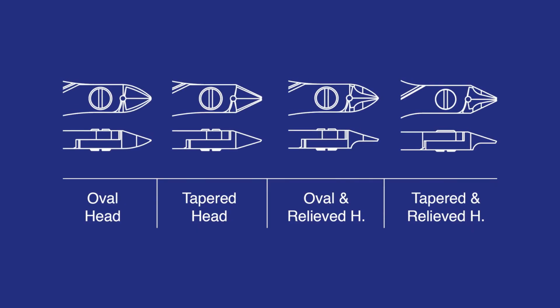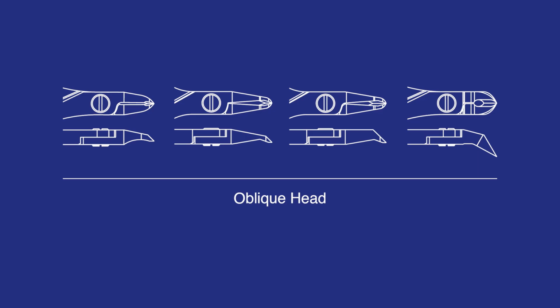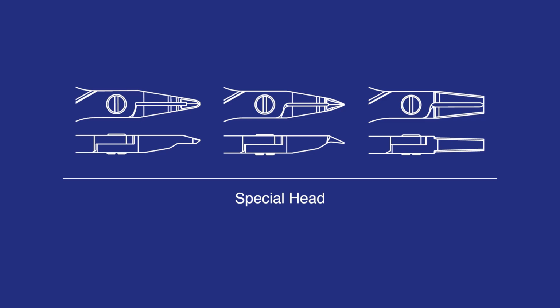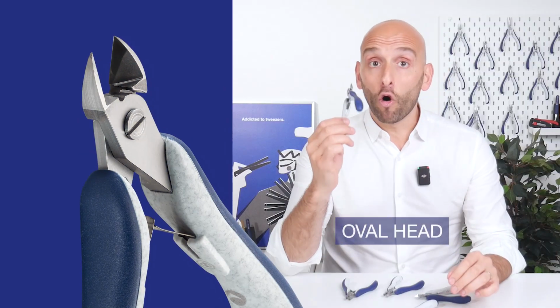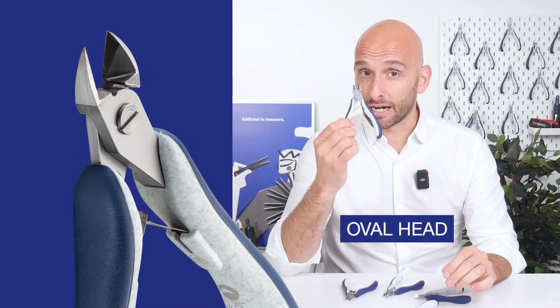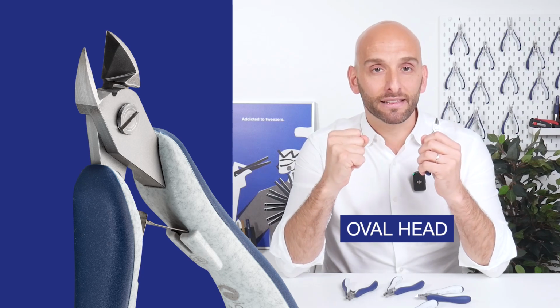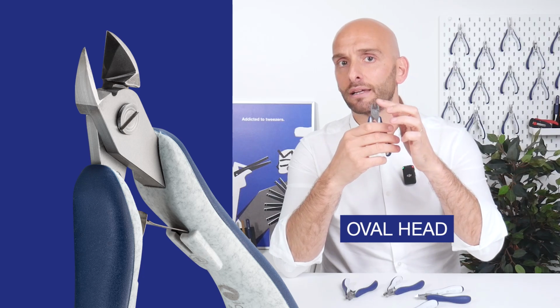The second thing you need to define is the cutter head shape. There are four main shapes: oval head, taper head, relieved head, and oblique head, plus another general category of special custom heads developed together with the end user to solve critical applications. The oval head is the workhorse of the cutter family, combining strength and durability to provide a reliable cut every time. This shape allows the cutting impact to be distributed evenly over the blade.